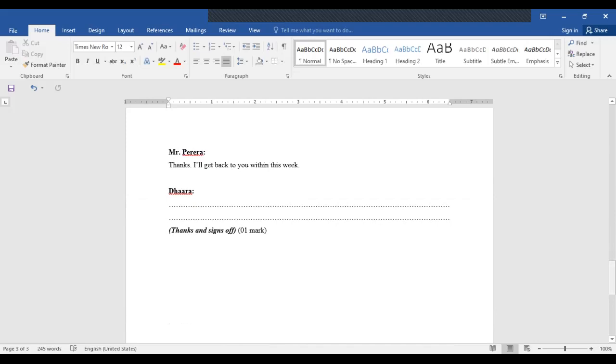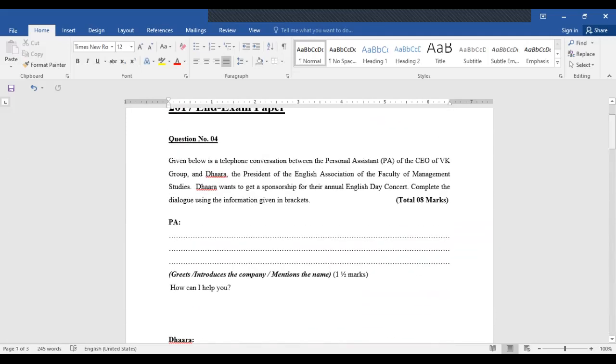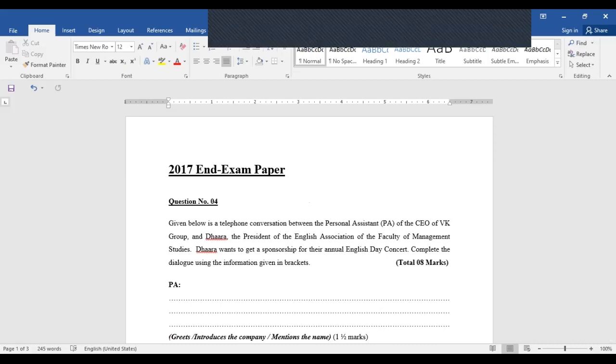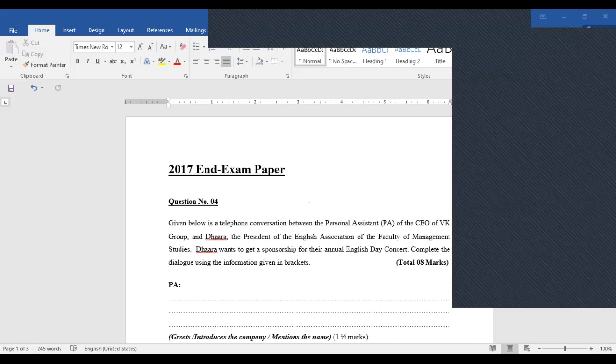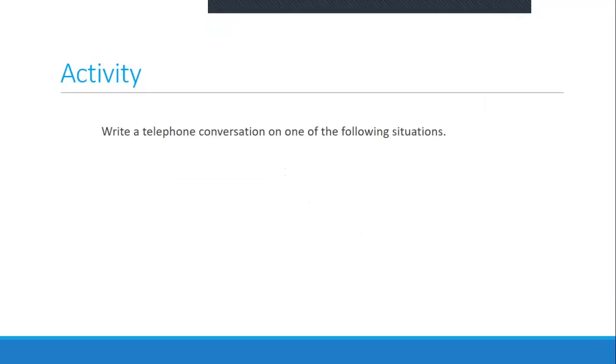Right? So that is one exam question that you have got from the lesson on telephone etiquette. And the total marks for this question is 8 marks. So you might get a similar question for your exam as well. Now I'm going to move to our final activity for today's lesson. The activity is that you have to write a telephone conversation. A situation is given and you have to write a telephone conversation for one of the given situations. You can do it as an individual activity or as group work.